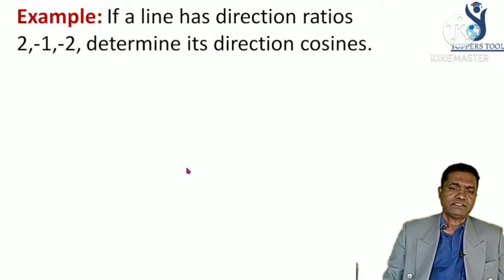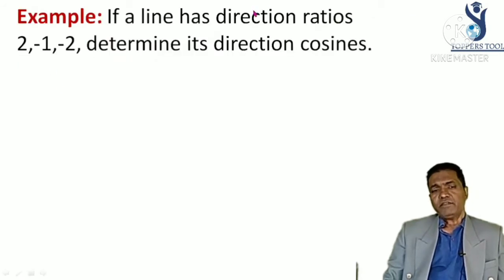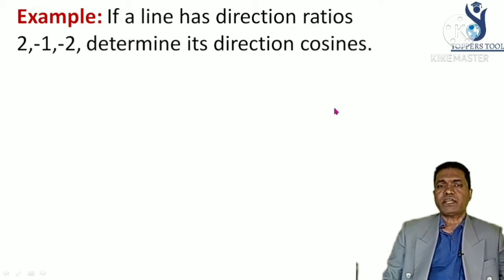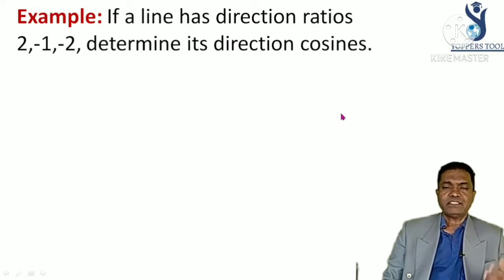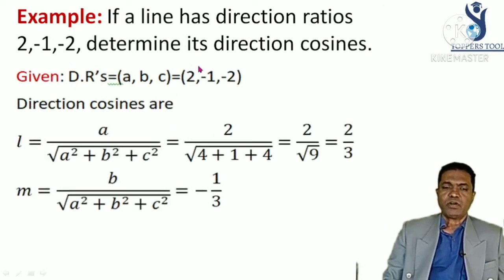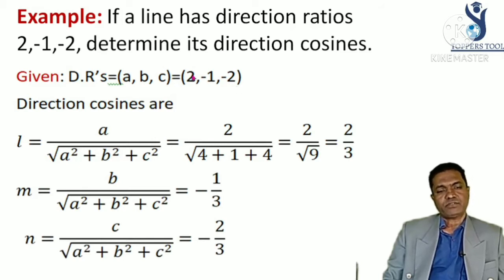Let's see an example. If a line has direction ratios 2, minus 1, minus 2, determine its direction cosines. As I said, here you are given the direction ratios 2, minus 1, minus 2, denoted by a, b, c, and you are asked to calculate the direction cosines.